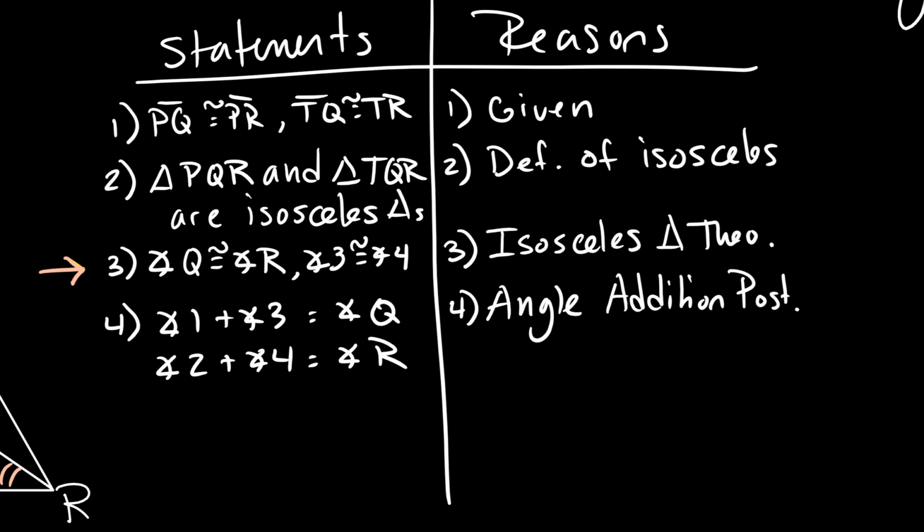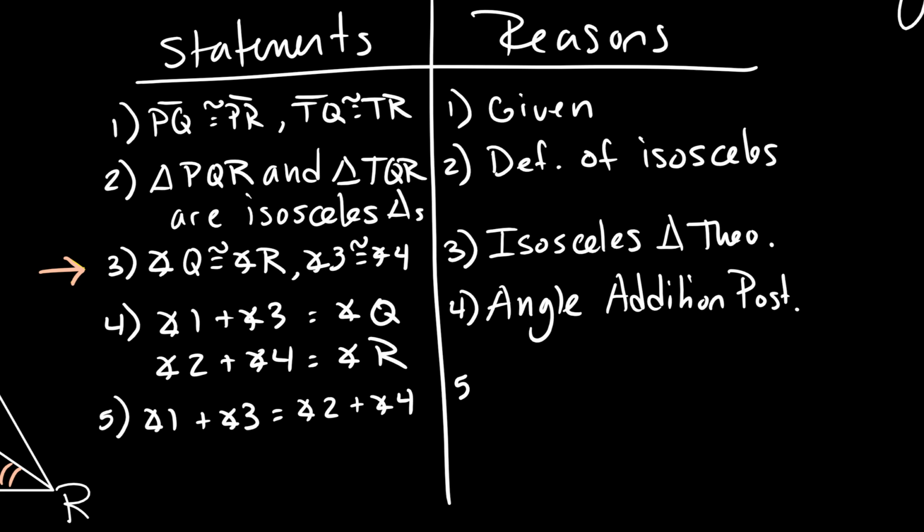What do I know Q and R are equal to? What did we just say they're equal to? 1 and 3, and 2 and 4. So we know Q and R are the same, so what can we do here? Remember the inside measure? Right. We can now say angle 1 and angle 3 are the same exact thing as 2 and 4.